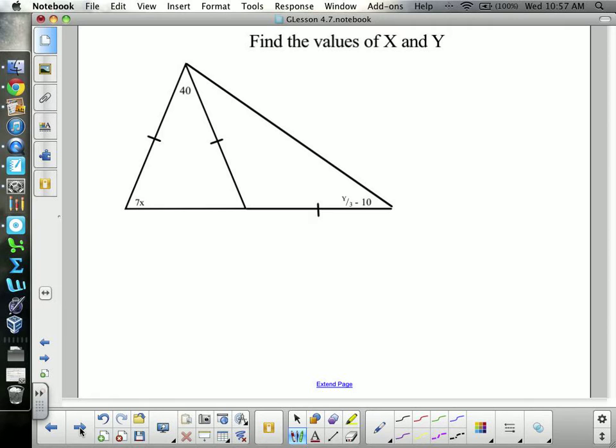And we can set up and solve equations. Very typical isosceles triangle type problem. Okay? I've got this angle is 40. This angle is 7x. Don't know this, don't know this. This angle is y over 3 minus 10. I need to solve for x and y. But I have two isosceles triangles here. Let's start with this one.